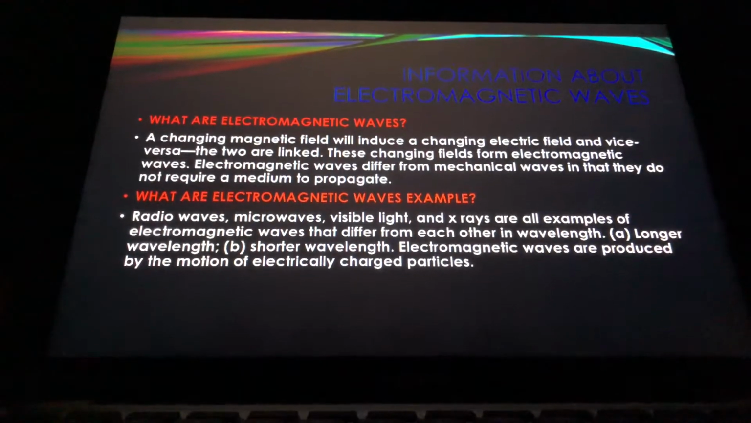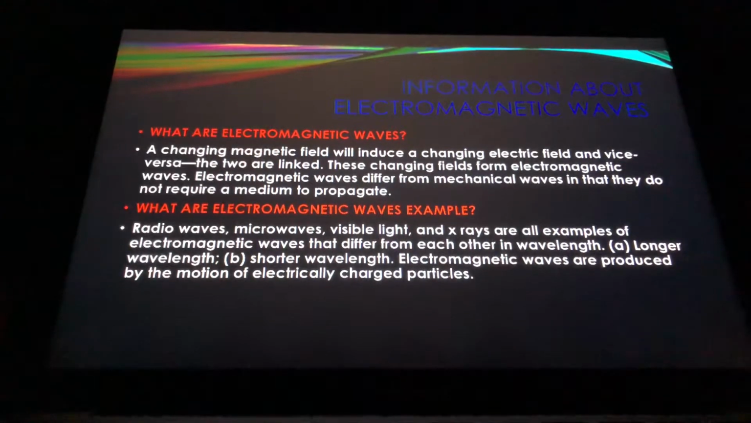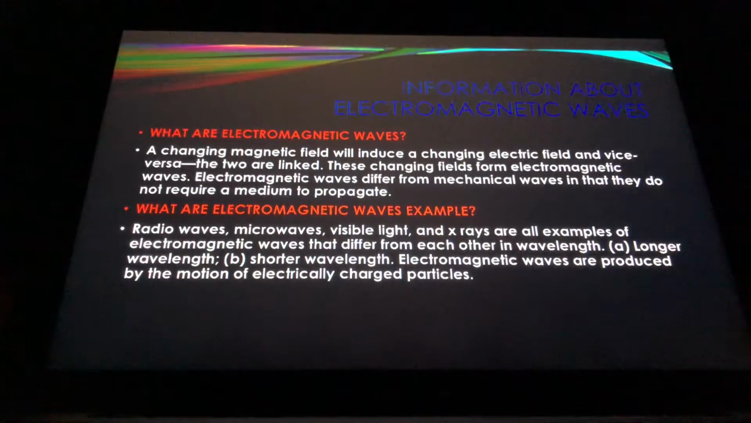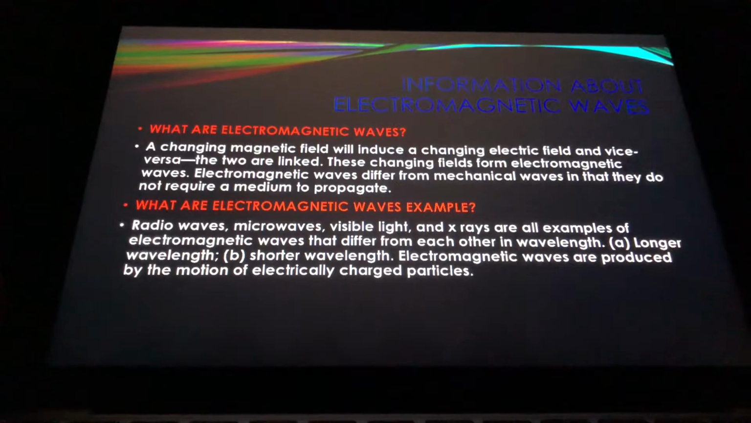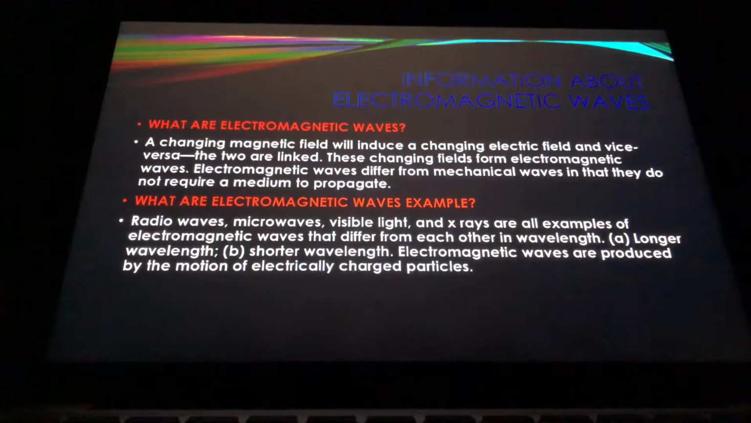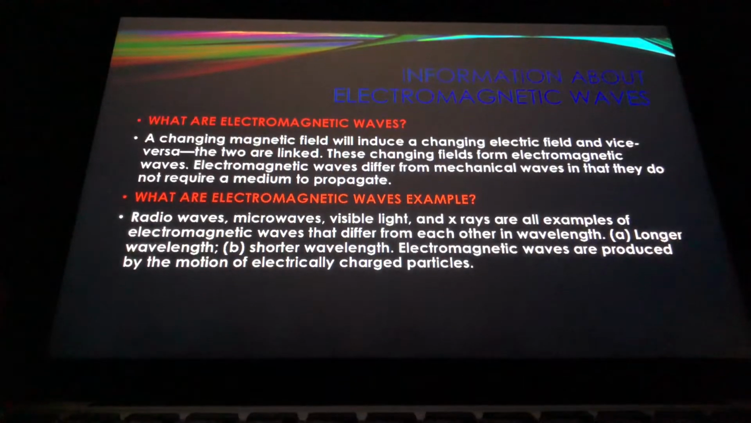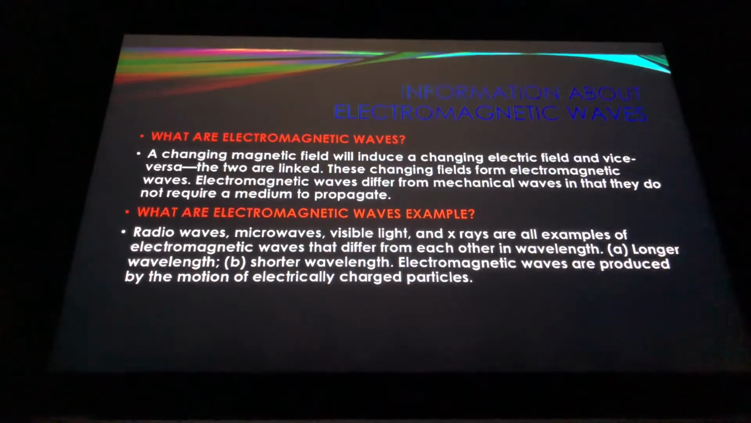Example: radio waves, microwaves, visible light, and X-rays are all examples of electromagnetic waves that differ from each other in wavelength. A: longer wavelength, B: shorter wavelength. Electromagnetic waves are produced by the motion of electrically charged particles.